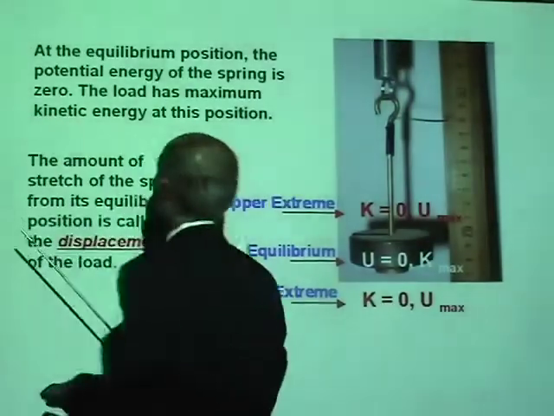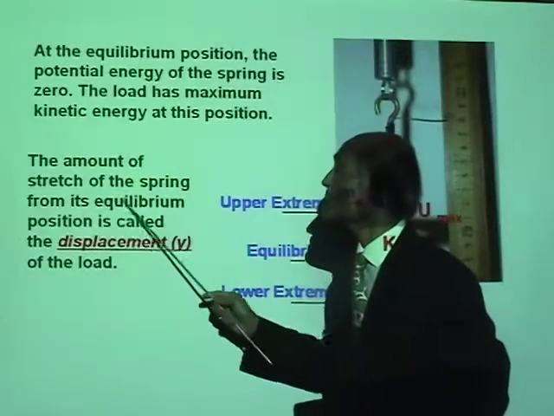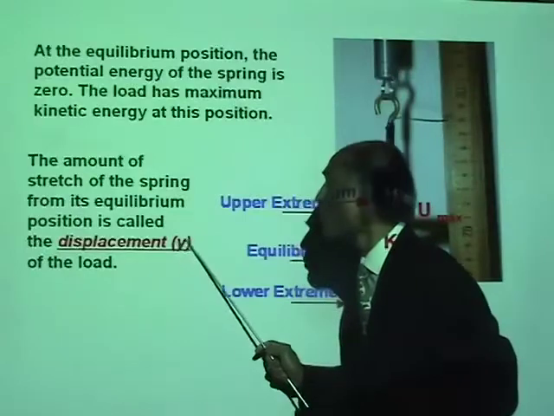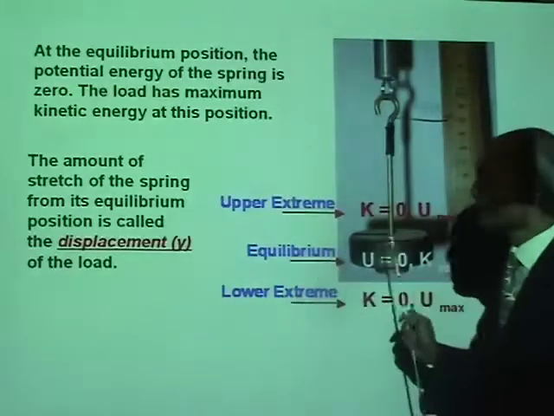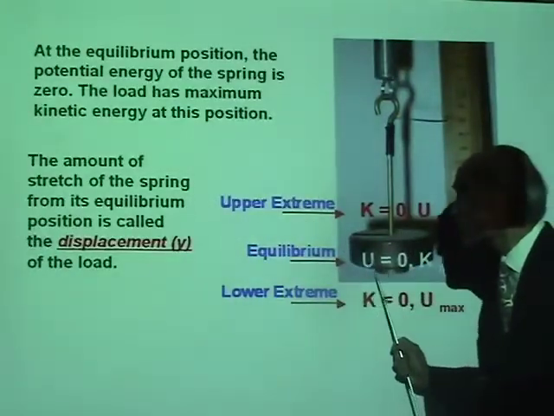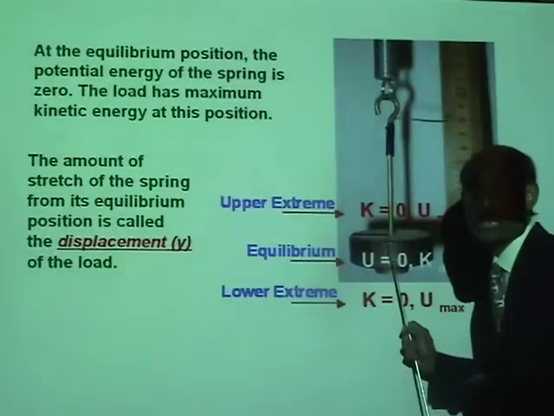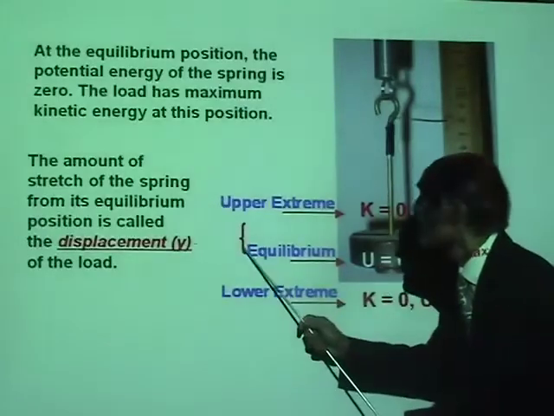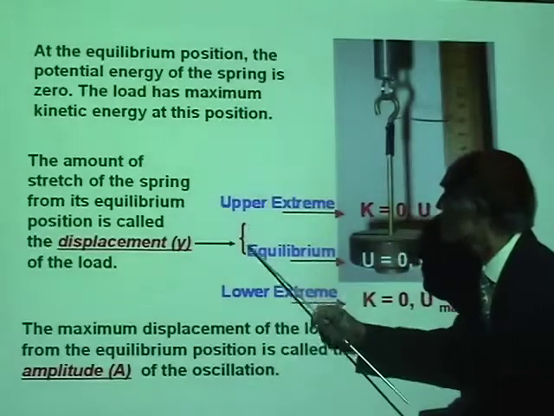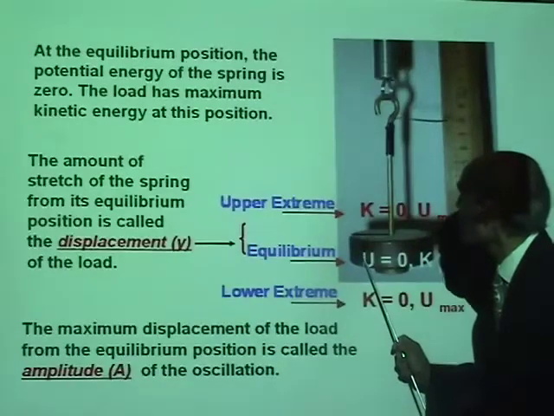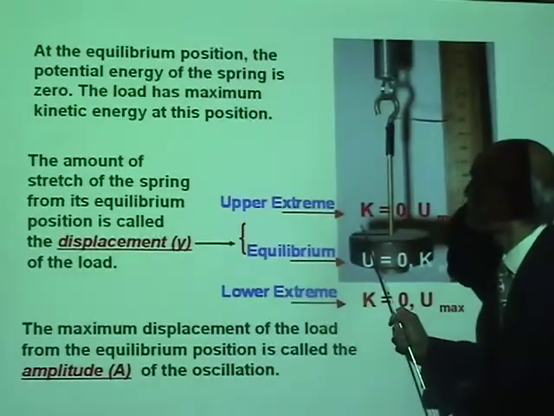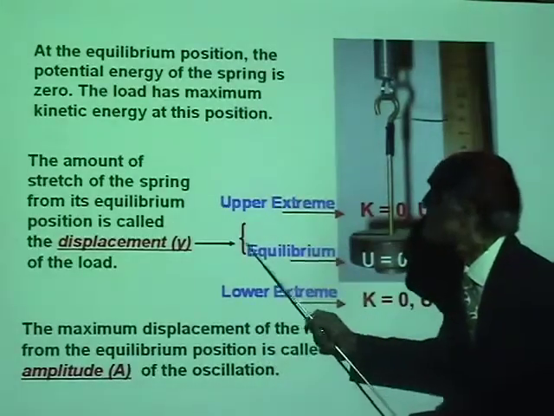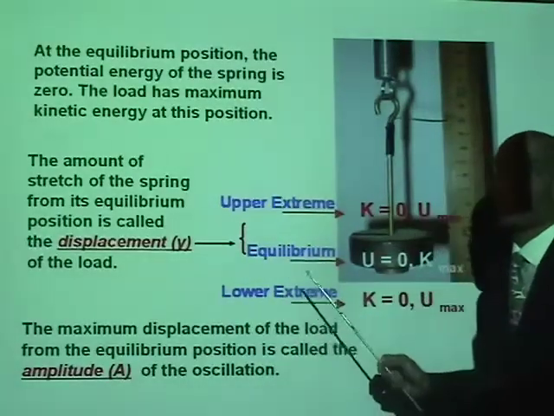The amount of stretch of the spring from its equilibrium position is called the displacement Y of the load. You can see the load is at the equilibrium position. As it keeps moving up, at any particular position, the distance the load moves from the equilibrium position is called the displacement, and we will represent that by the letter Y.